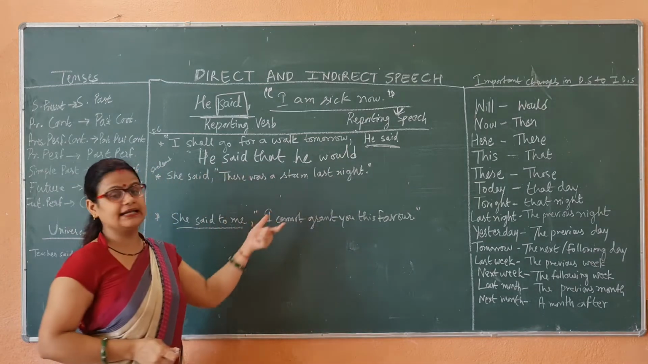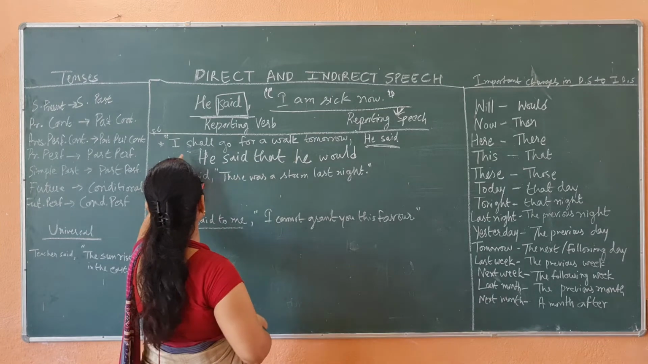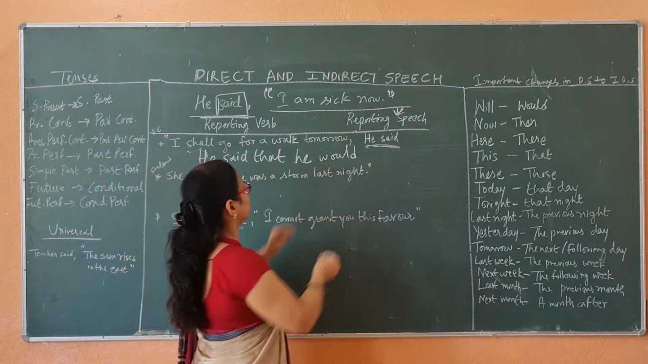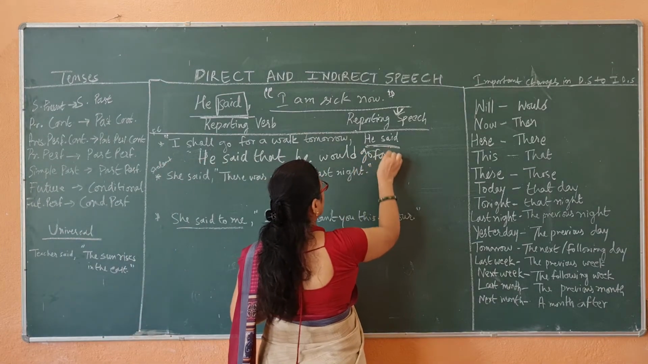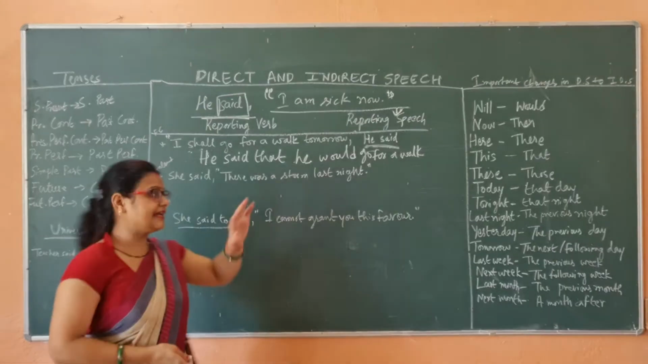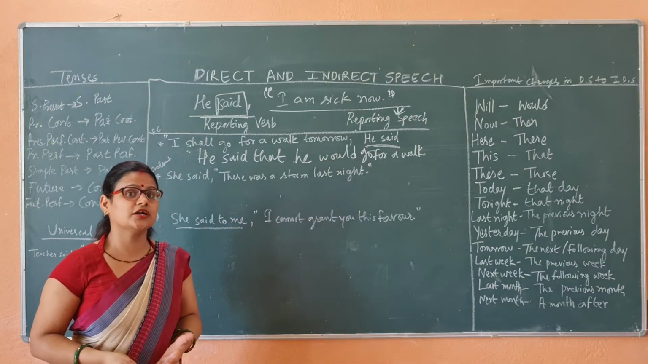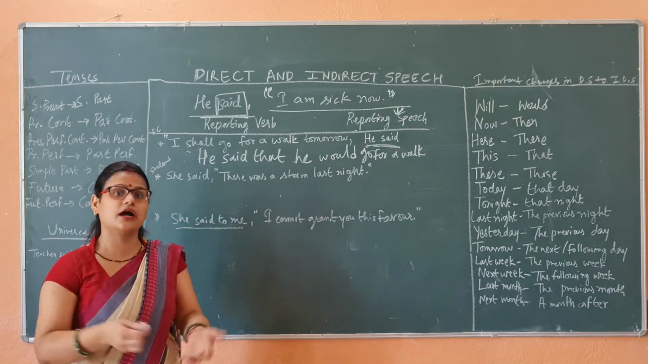So he said that he would. Now the rest of the sentence will come the same: he said that he would go for a walk. Now let's see, there comes your turn. It is tomorrow. Now which day are we talking about? The day which is supposed to come.